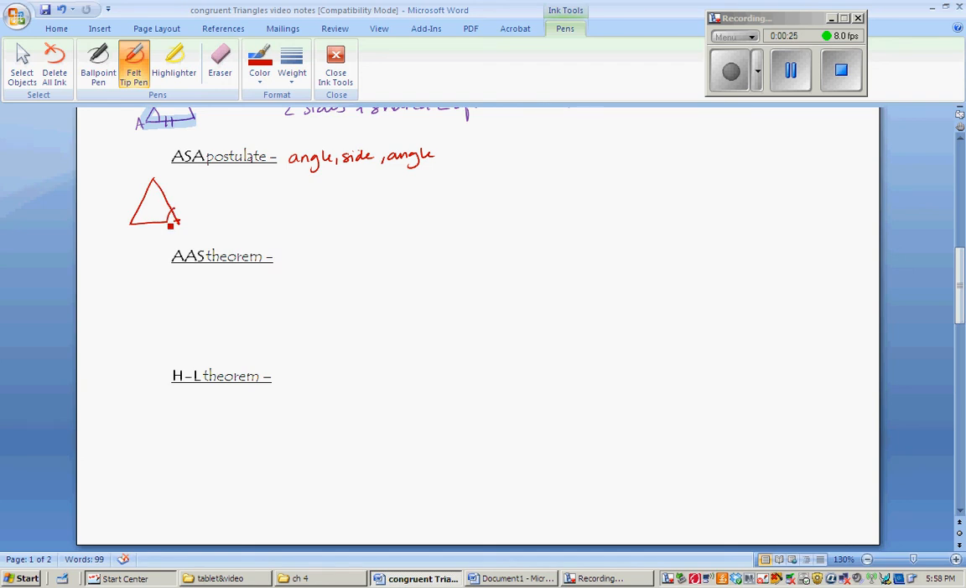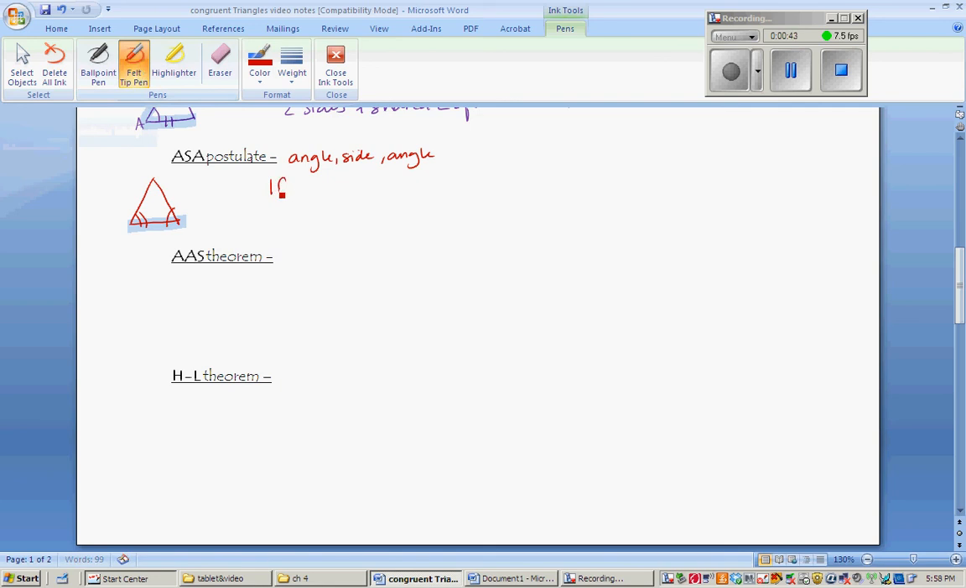connecting the two angles. So if you have one angle and a second angle that you've already proven congruent to a set of angles in another triangle, the side that you want is the one that connects the two. That would be the included side.